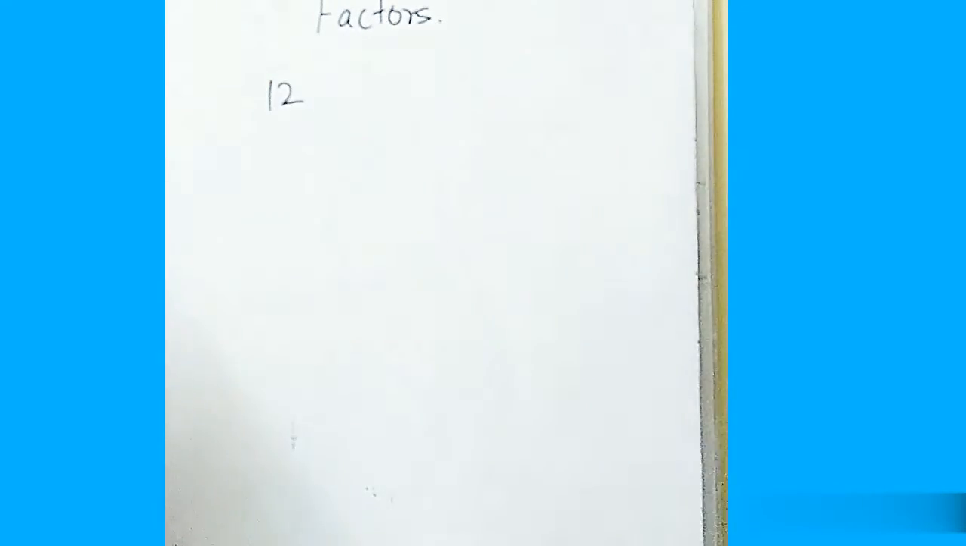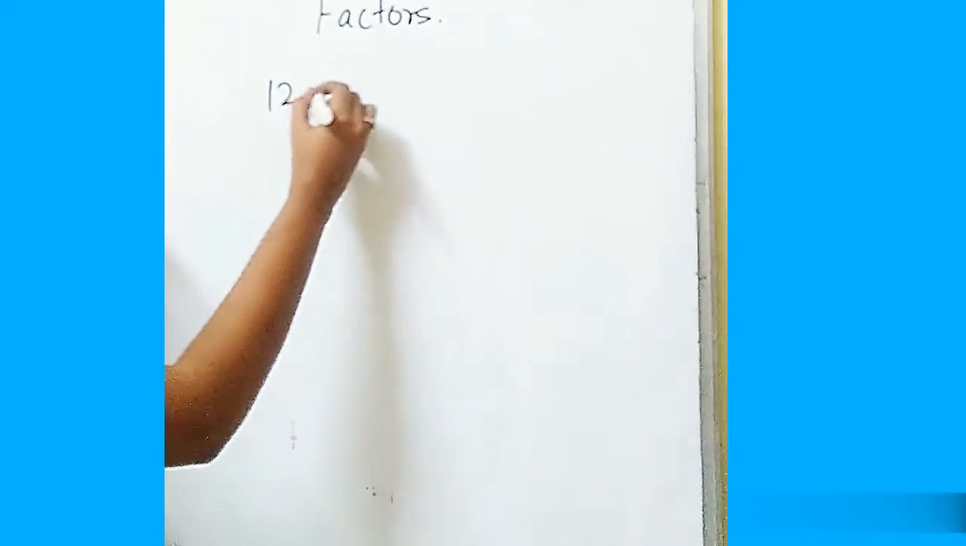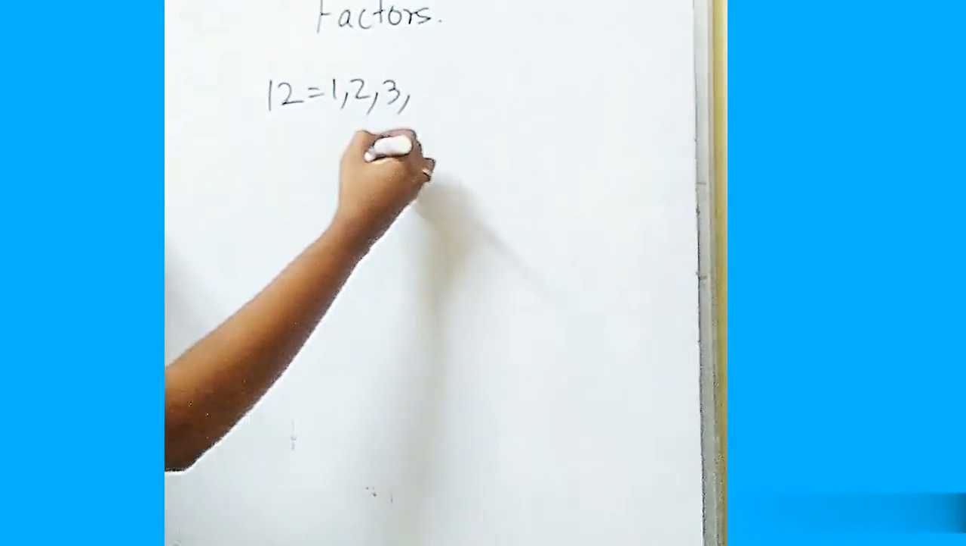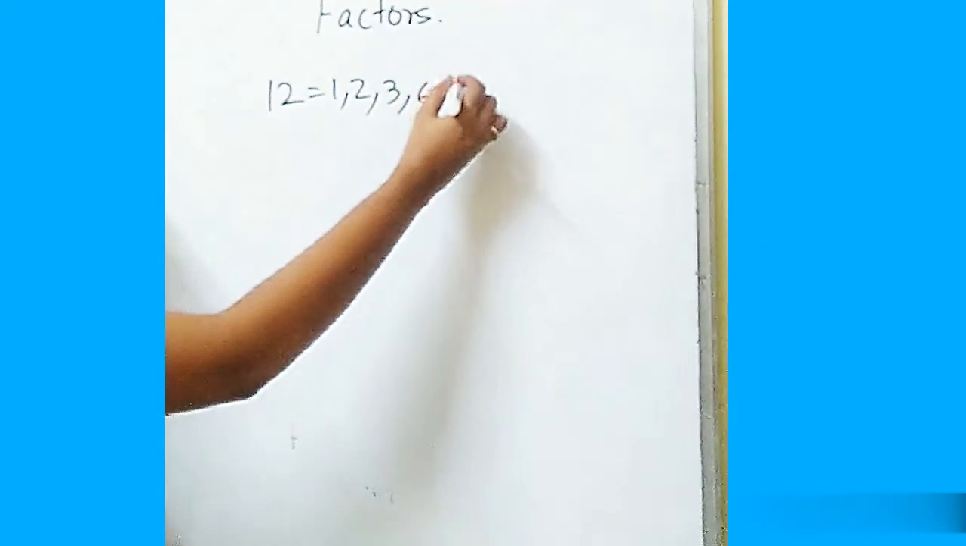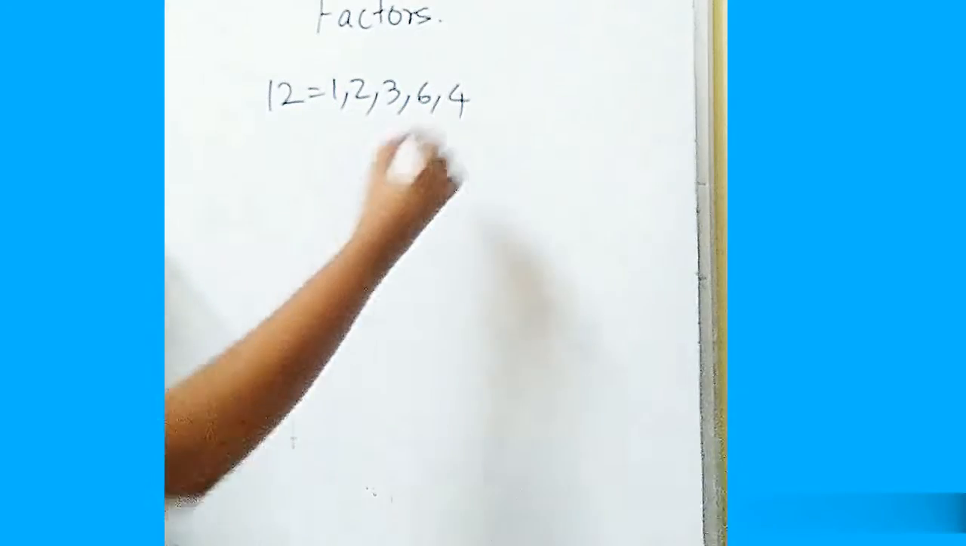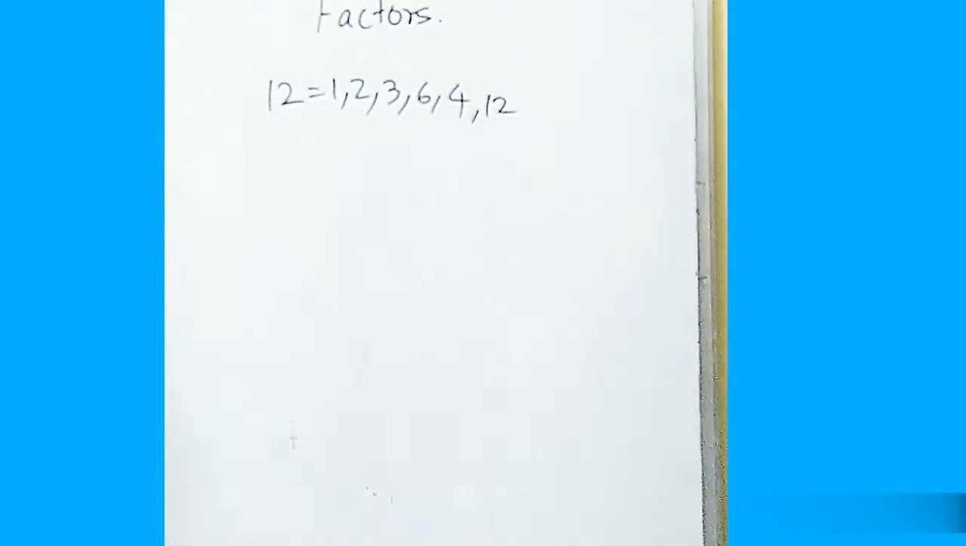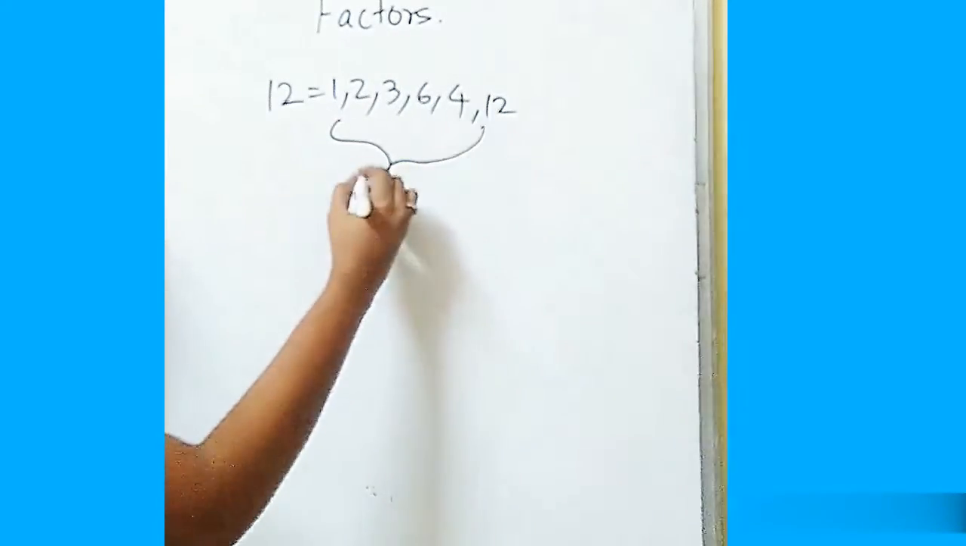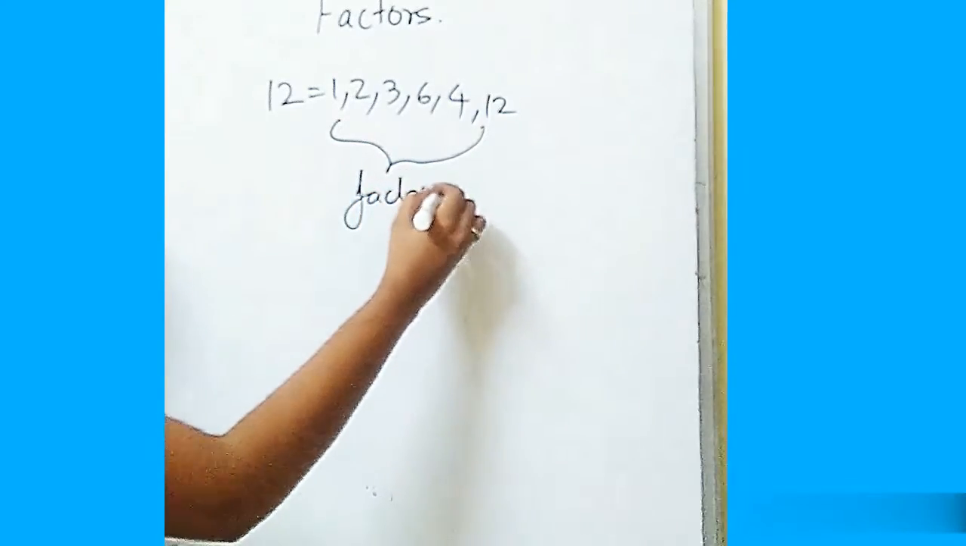Now see the number 12, student. Will the 12 come in any of the tables? Now we'll see what numbers it will come in. 1 table, 2 table, again 3 table, then 6 table, even 4 table also it comes. Then again 12 table. So these are the numbers in which the 12 comes. Now all of these are factors.